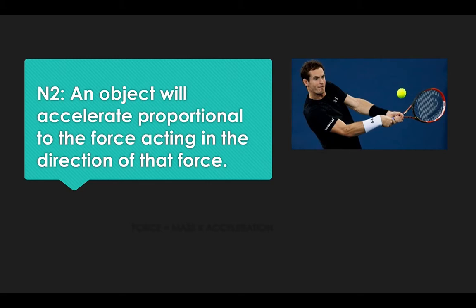Now that forward force is known as friction. So a sprinter will be wearing spikes. They'll be running on a very grippy track so that they're able to get that forward force of friction as large as they possibly can.